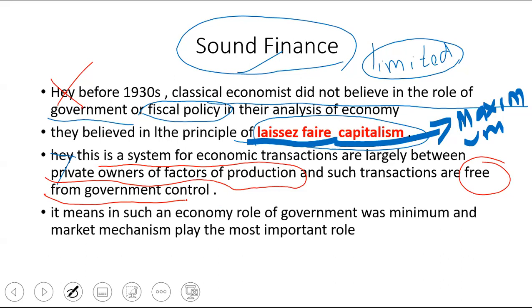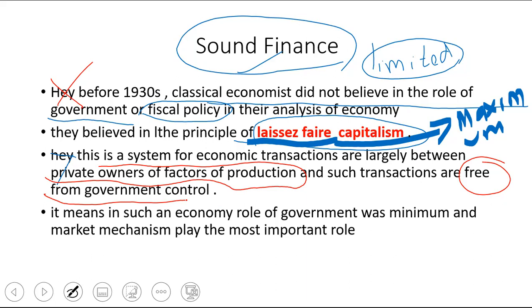Private owners play the most important role. Listen very carefully. There are 2 points you have to remember, again and again, same point. Government control is minimum, that we are accepting. Second part, private owners are the most important players in such an economy.